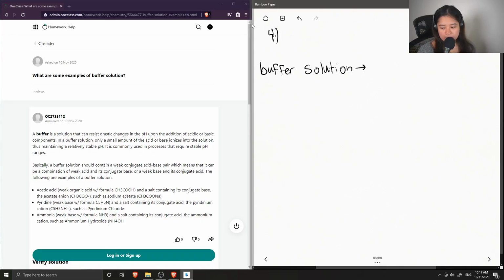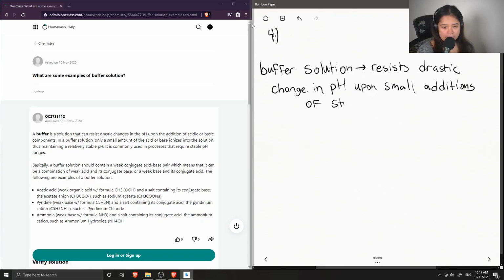So a buffer solution resists drastic change in pH even upon small additions of strong acid or strong base.